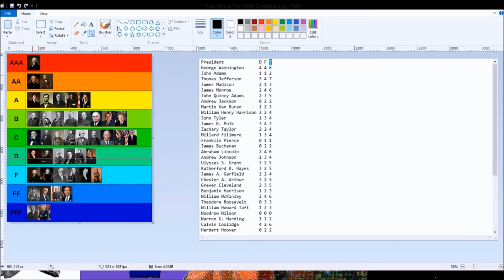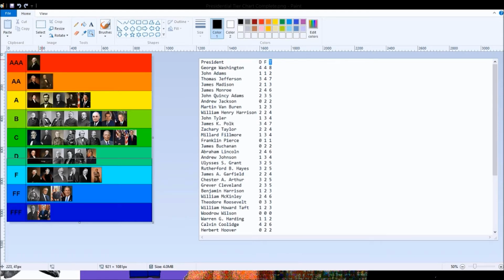So the actual order in which the presidents are lined up on each row is in historical order. The earliest presidents will be on the left, while the most recent ones will be on the right. However, they may be in different positions depending on the grade that they receive. What I'm saying is they're not ordered based on score, because the score doesn't allow me to order them, because it's not detailed enough.